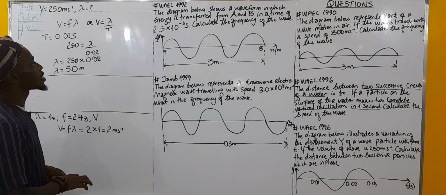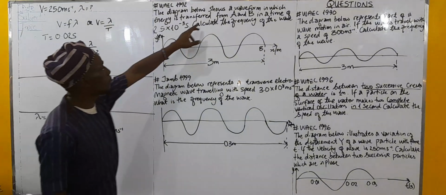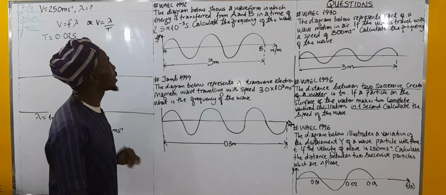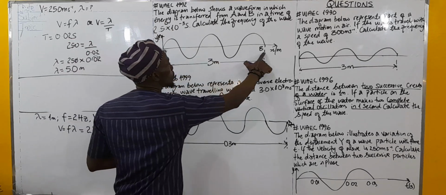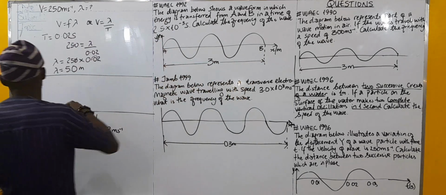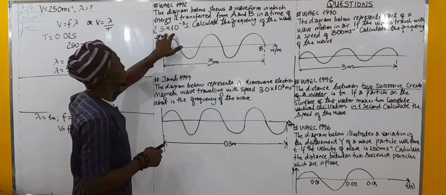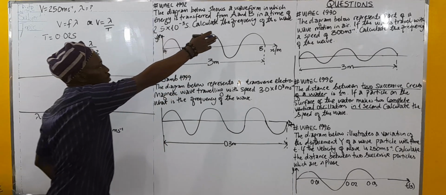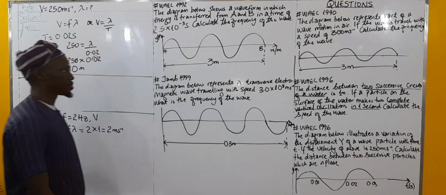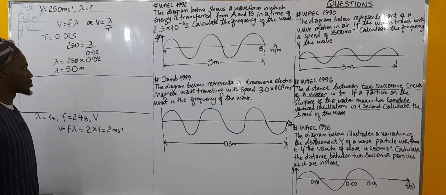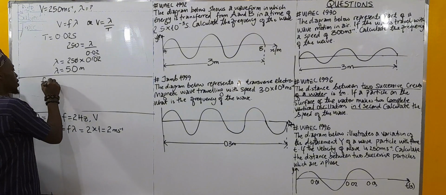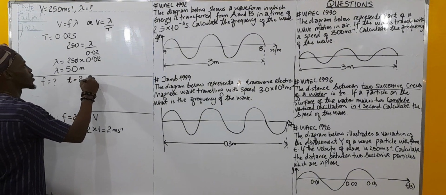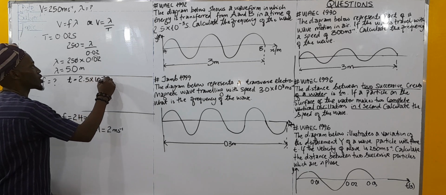Alright, like 1992, the diagram below shows a waveform in which energy is transferred from A to B in a time of 2.5 times 10 to the power minus 3 seconds. We're asked to calculate the frequency of the wave. Frequency, we don't know. Time, 2.5 times 10 to the power minus 3 seconds.